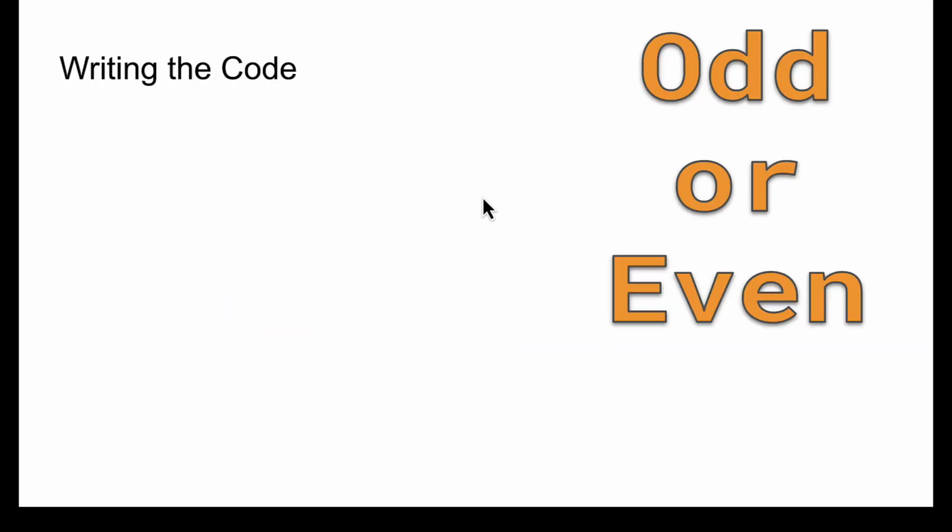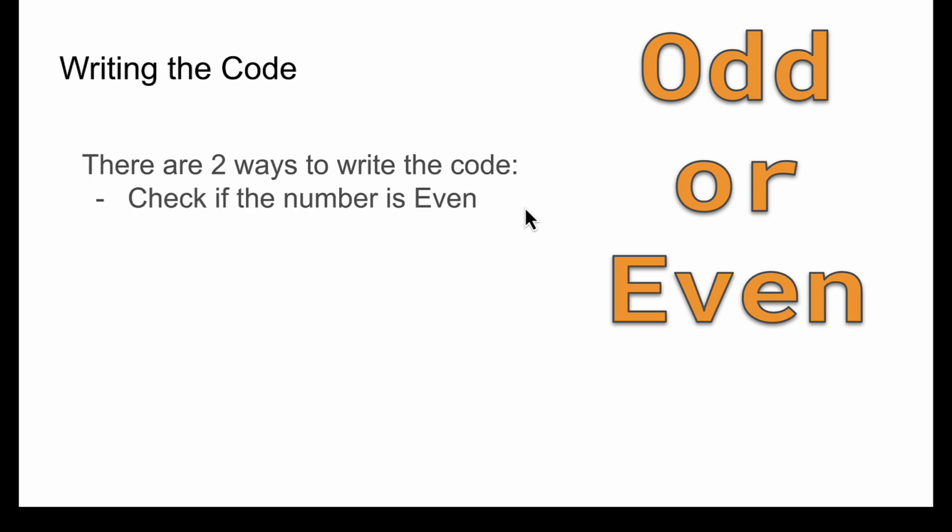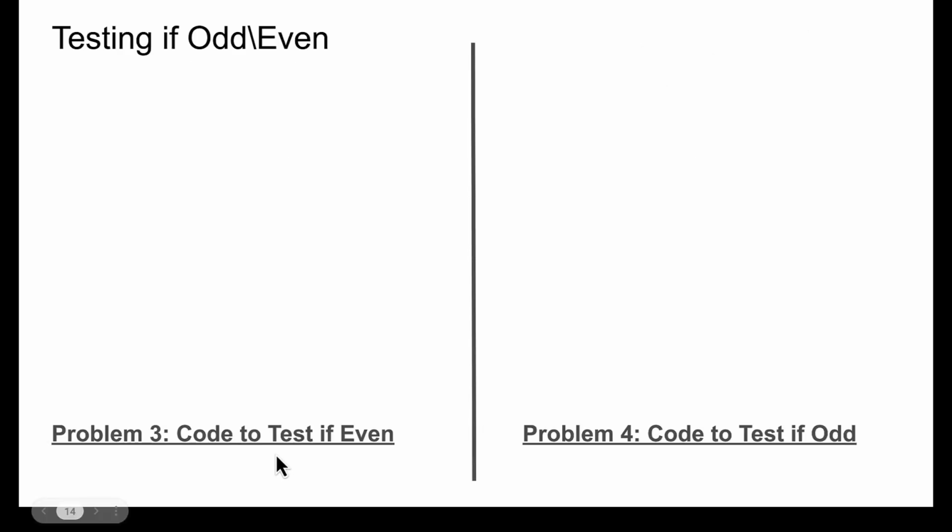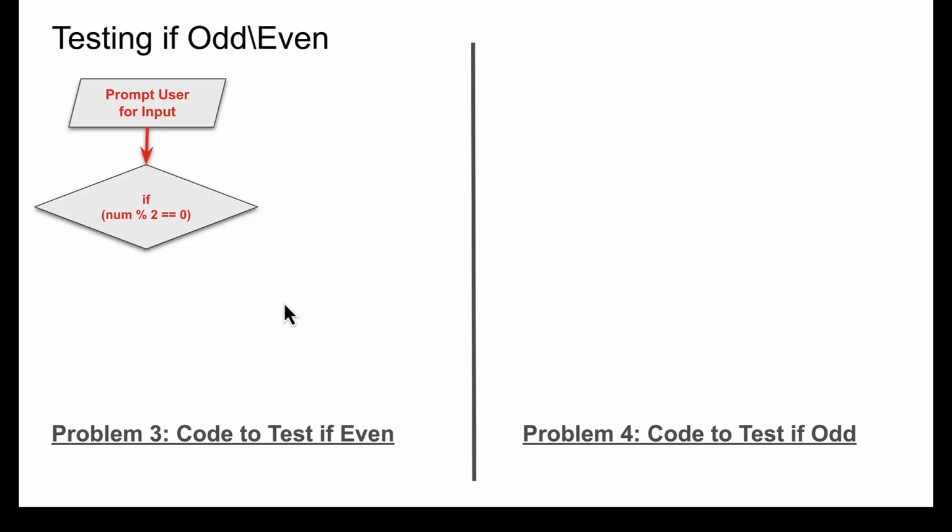Next, let's look at writing the code if it's odd or even. So there's basically 2 ways to write the code depending on what we're evaluating. We could evaluate if the number is even, or we could evaluate if the number is odd. So for problem number 3, we're going to code to test if it's even. If it is, then obviously we know that the number is going to be odd. So our syntax will look something like this.